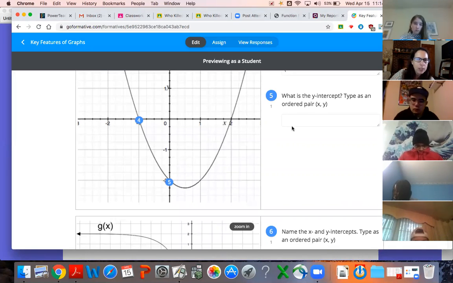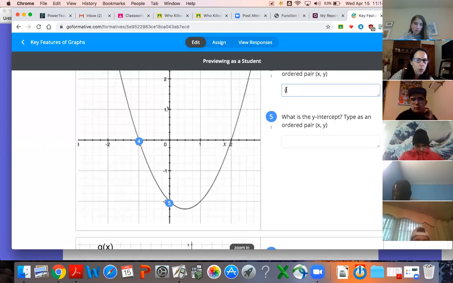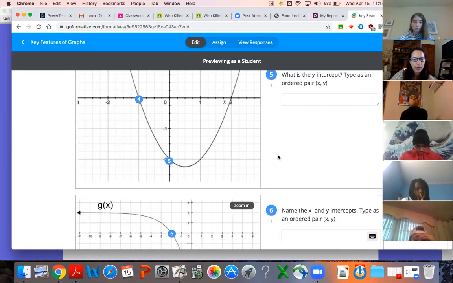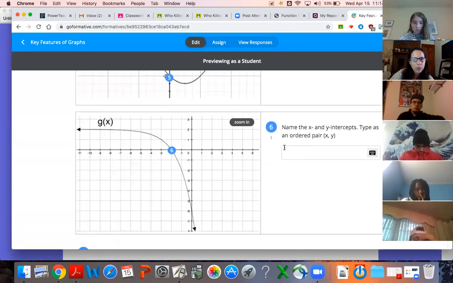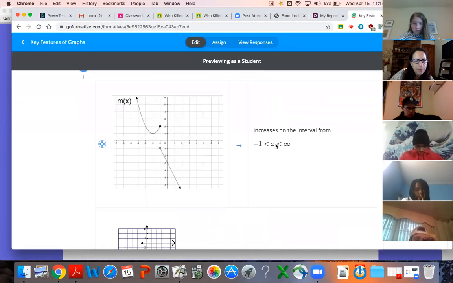Okay, so this one wants to know what your x and y intercepts are. You put it in as an ordered pair. Start with the parentheses, put in the numbers, comma, number, close the parentheses, and then the same down here. It has to match as close as you can get it. Same thing here, that's x and y intercepts.